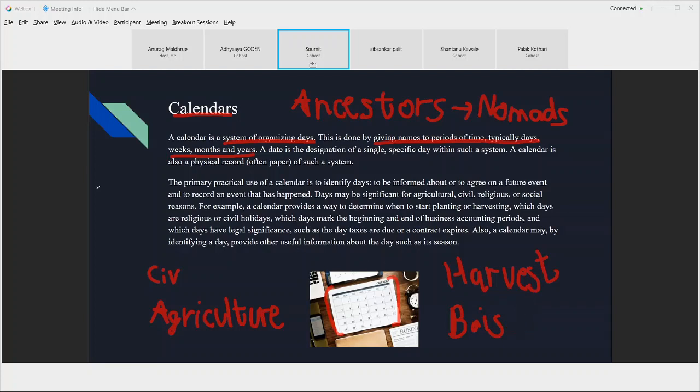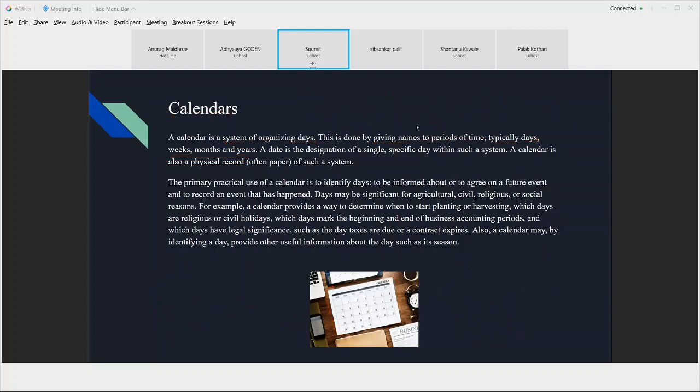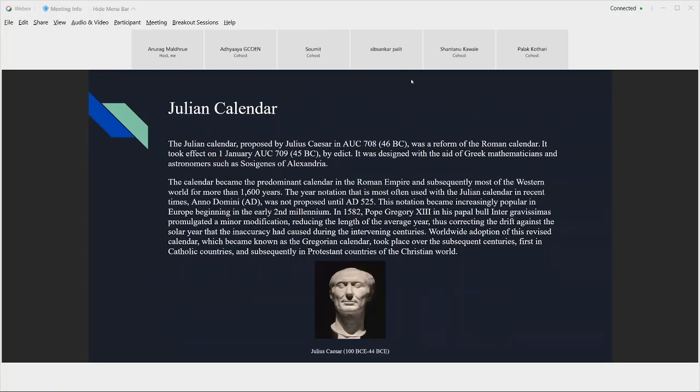Yeah. So moving on to the next slide. One of the first calendars that was widely used was the Julian calendar, but the Julian calendar was actually a successor of the Roman calendar. The Roman calendar was actually a lunisolar calendar.